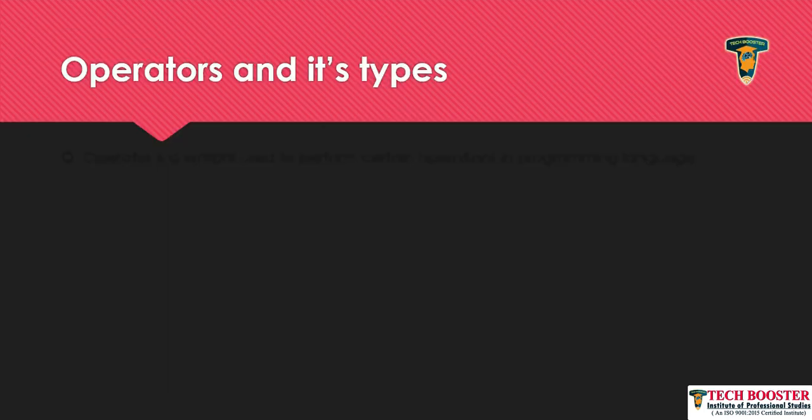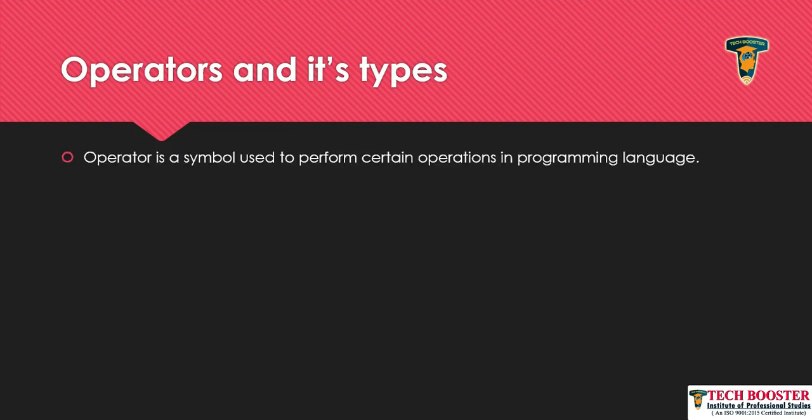So guys, in this video we'll learn about operators and their types. When I talk about operators, this is one of the most important topics in your C programming series. So here our first question is, what is an operator? An operator is a symbol which is normally used to perform certain operations in a programming language. In this video we'll be discussing operators in detail, but first of all, let us check out their types.